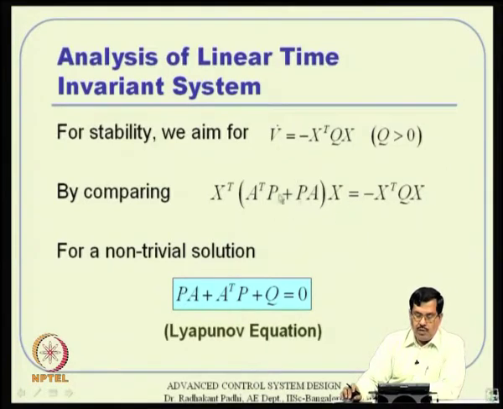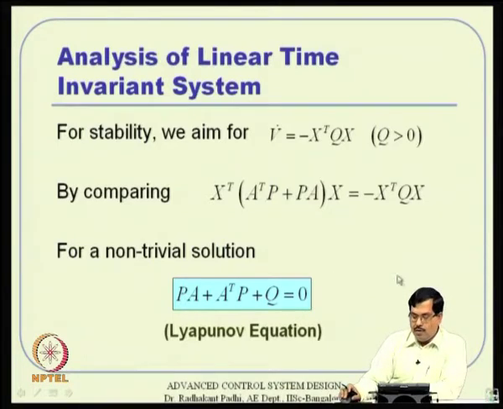So, if you really want a non-trivial solution, that means this equation is valid for all x not equal to 0, then this equation has to be satisfied, and this equation is famously known as the Lyapunov equation. If you get a P and Q solution which satisfy this equation, and I select a P and a Q that satisfy this Lyapunov equation, I am done actually.